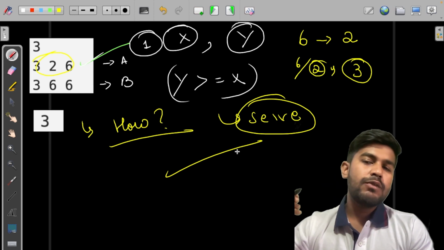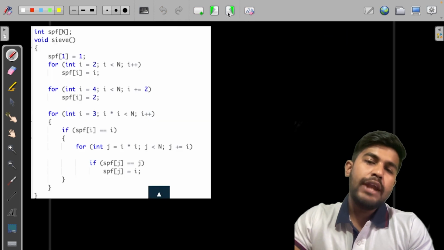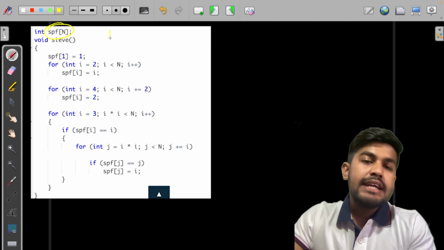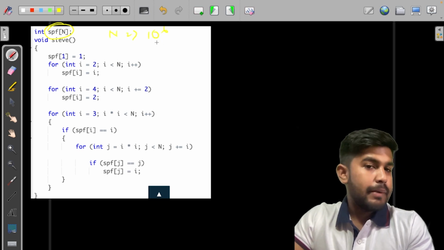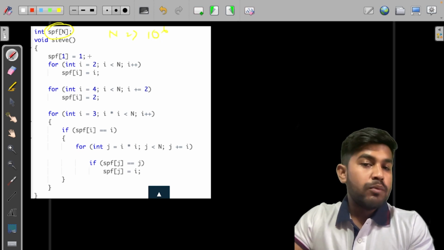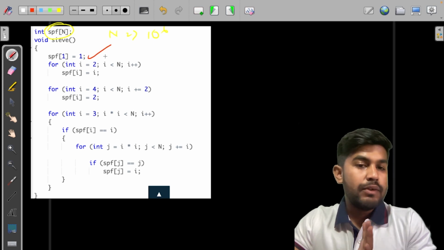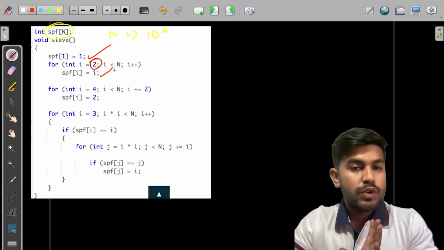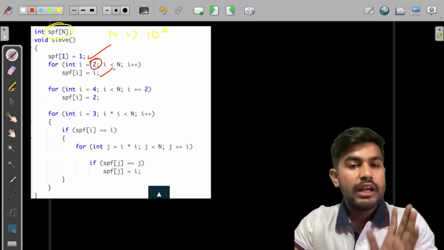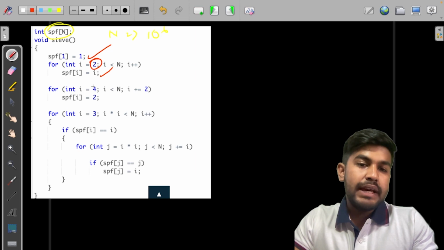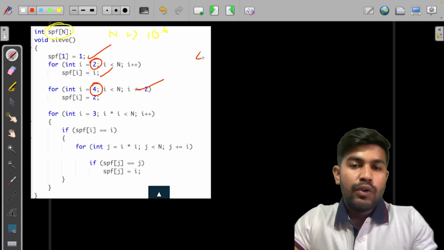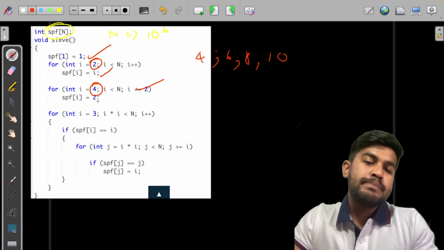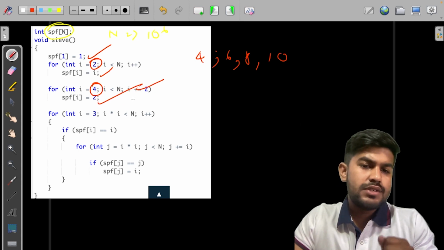To calculate that, I would just tell you, since you need to already be familiar with the sieve method. We make an array of size 10 to the power 6, the upper limit. Initially SPF of 1 is 1, and for 2 onwards the SPF of each value is that value itself. Now the SPF of all the even numbers, 4, 6, 8, 10, would be 2, because it is the smallest.